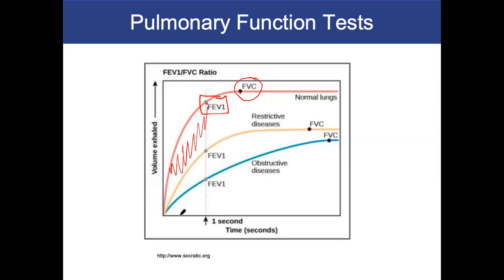Let's look at obstructive diseases. This is the blue line or the green line. So you take a deep breath in, you force it all out. Okay, this is how much you forced out in 1 second. This is how much you got maximally. Do you think you're forcing 80% out in 1 second? You're actually not, and you could do the calculations. So you can't get out 80% of maximum in 1 second.